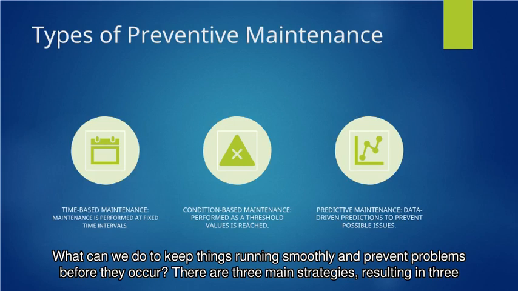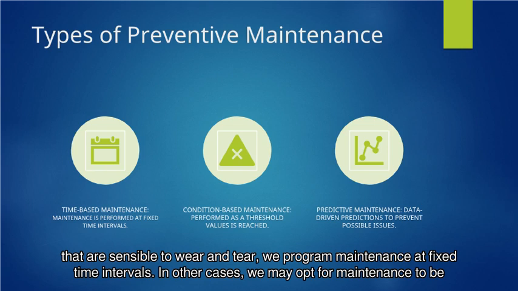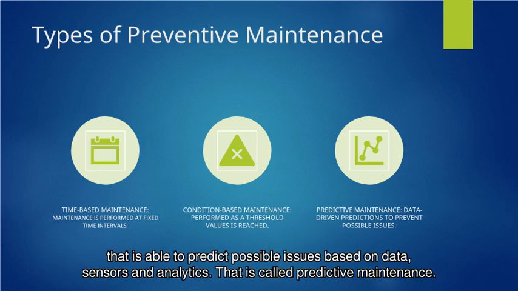There are three main strategies, resulting in three different maintenance policies: time-based maintenance, condition-based maintenance, and predictive maintenance. In the case of components that are sensitive to wear and tear, we program maintenance at fixed time intervals. In other cases, we may opt for maintenance to be performed as a threshold value is reached, like when we change tires on our car. There's also a more sophisticated form of maintenance that is able to predict possible issues based on data, sensors, and analytics. That is called predictive maintenance.